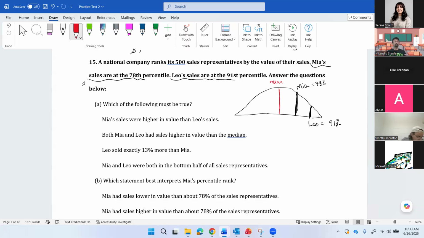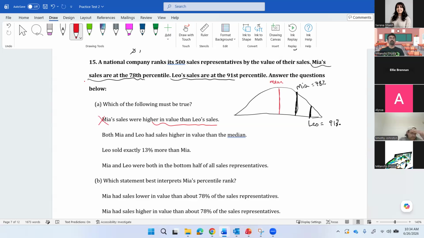In A, Mia's sales were higher in value than Leo's sales. Is that true? A, probably not. And B, it doesn't tell us anything about their value. Oh, I guess it does. But it's just not true. Okay. Both Mia and Leo had sales higher in value than the median. Is this true?